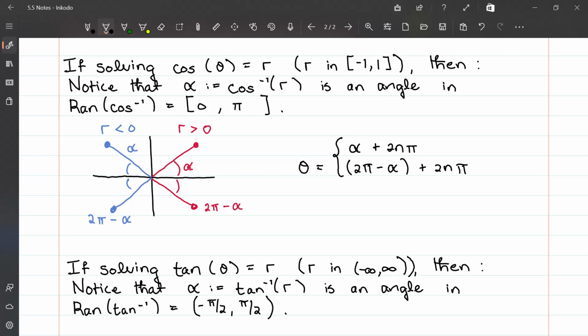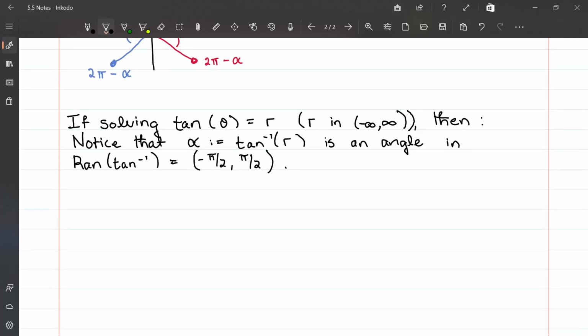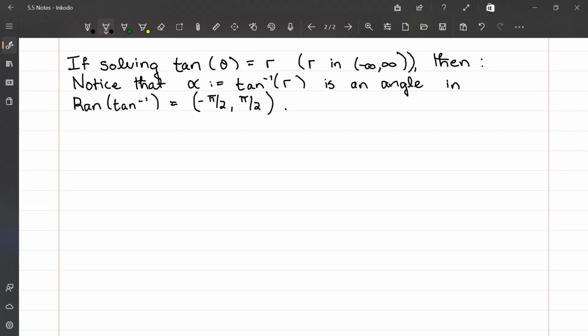And I suppose it's time to move on to tangent. I mean, we can't exactly call tangent out and not at least represent it, so here it is. If we have the equation tangent of theta is equal to r, now here's the very first change. Tangent goes from negative to positive infinity, so we no longer need restrictions like we did for sine and cosine. R can be any number.